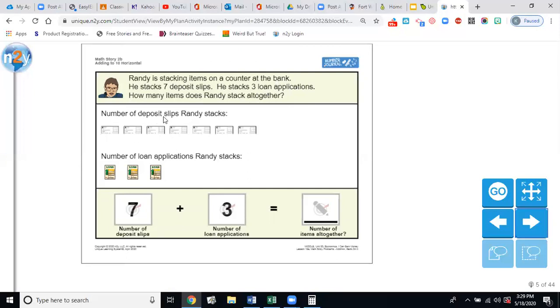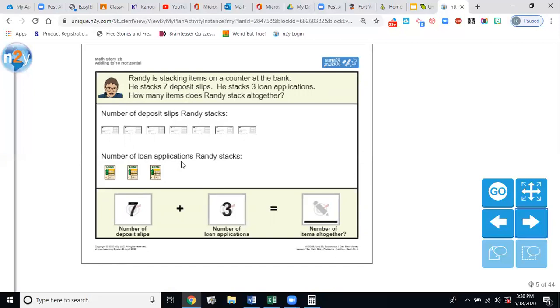Well, the number of deposit slips Randy stacks. And again, let's leave the calculator out of this. Let's just go ahead and count our items. Okay, so the deposit slips, we have 1, 2, 3, 4, 5, 6, 7. Number of deposit slips, 7.